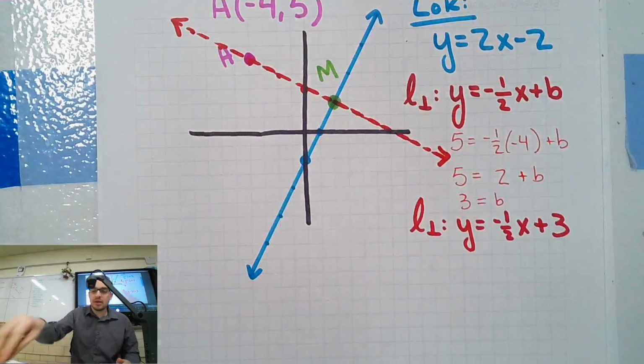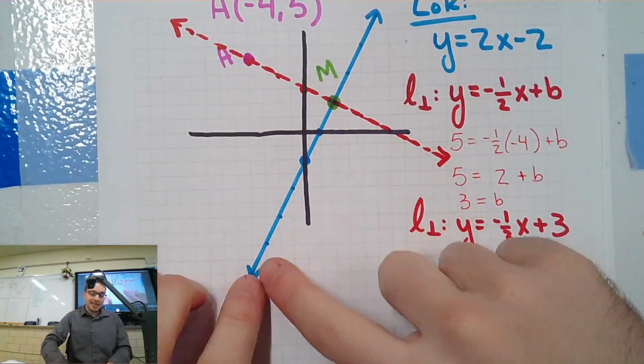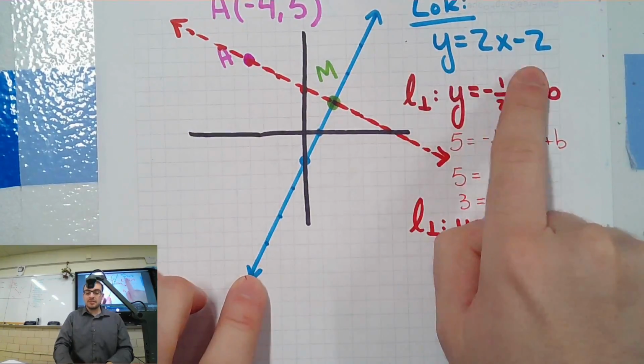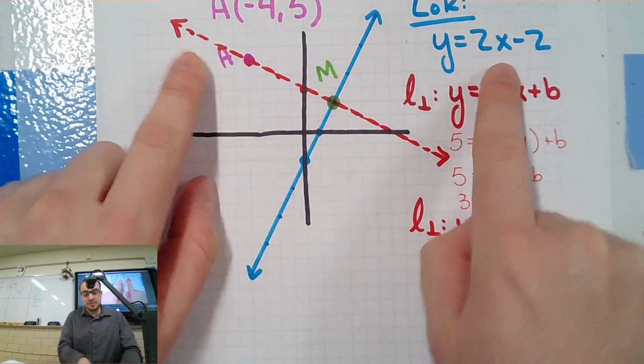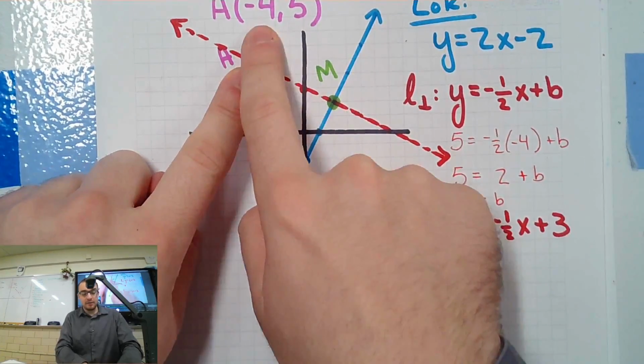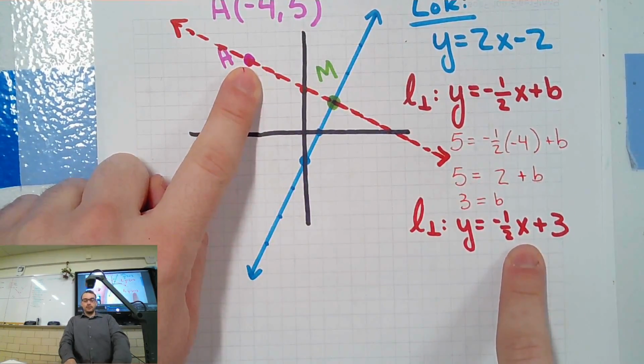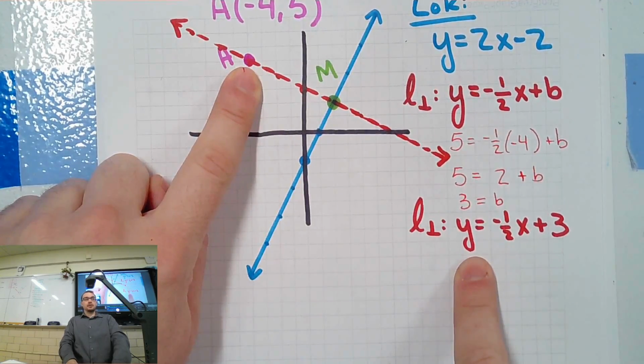First, we've got to figure out where these two lines intersect. So again, a line is a collection of all the points that make this statement true, right? If you plug in any of the points on here, you'll get a true statement. Same thing for the red line. Any point on here, like negative 4, 5, if you plug in negative 4 here, 5 should pop out here.